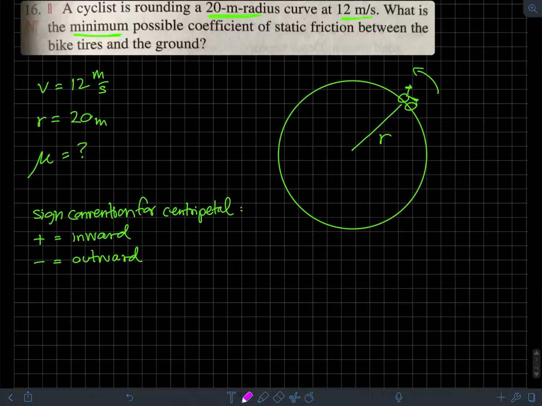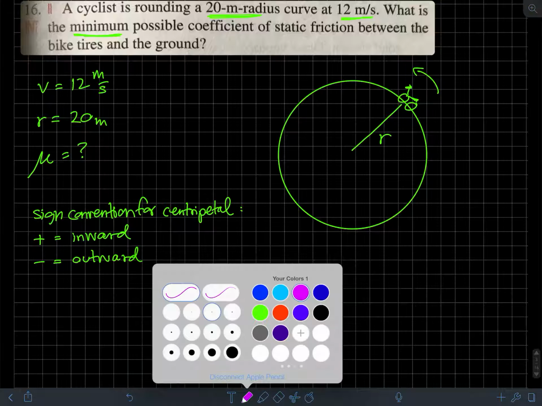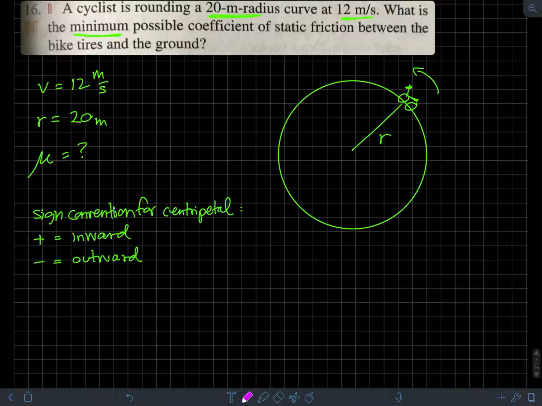But in order to prevent us from slipping, we need to have something pulling us in toward the curve. And in this case, it's going to be friction. So we're going to have a friction force that is in toward the center of the curve.